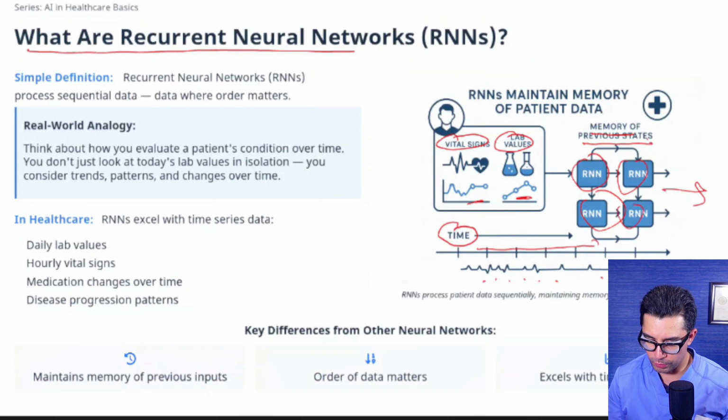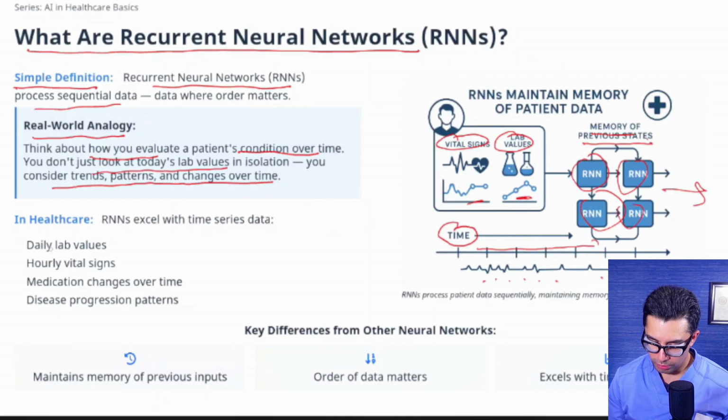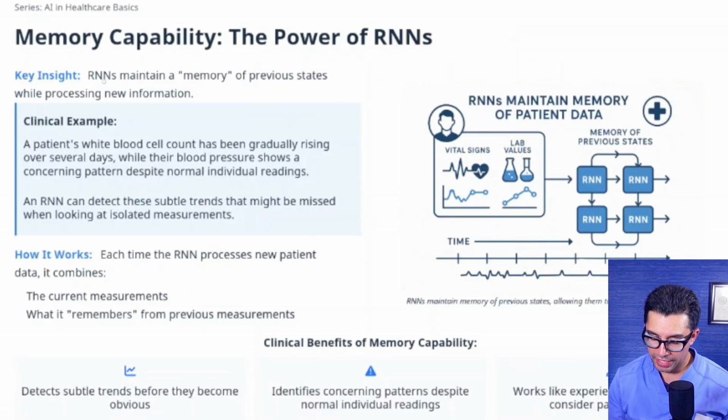All right, so let's go over this. What are recurrent neural networks? A simple definition would be: RNNs process sequential data. And giving a real-world analogy, think about how you evaluate a patient's condition over time. You don't just look at today's lab values. You consider trends, patterns, and changes over time. So we talked about lab values, vital signs, medication changes, disease progression patterns, anything can be picked up. And on the next slide, RNNs maintain memory of previous states while processing new information.